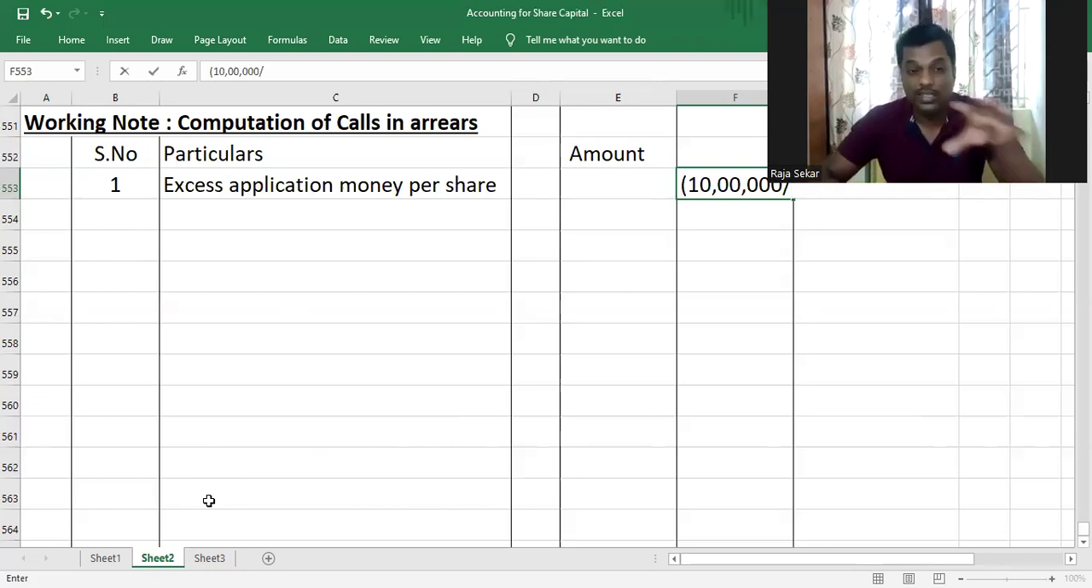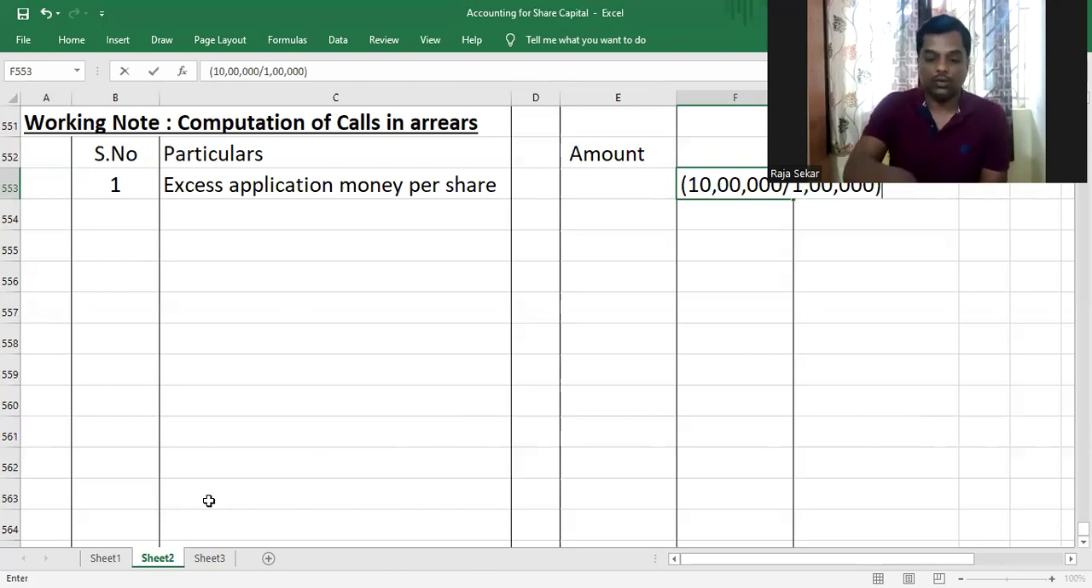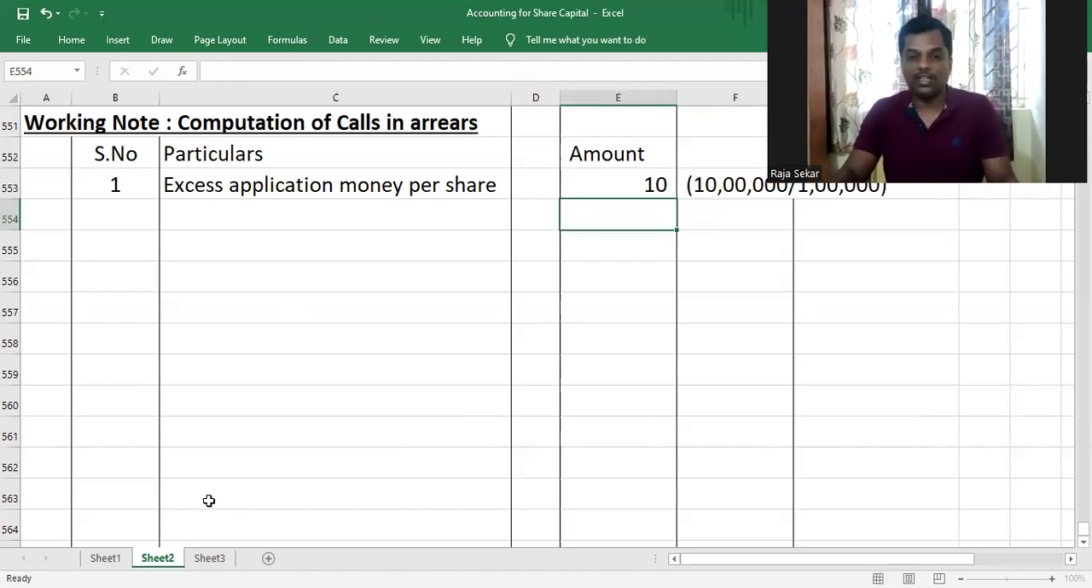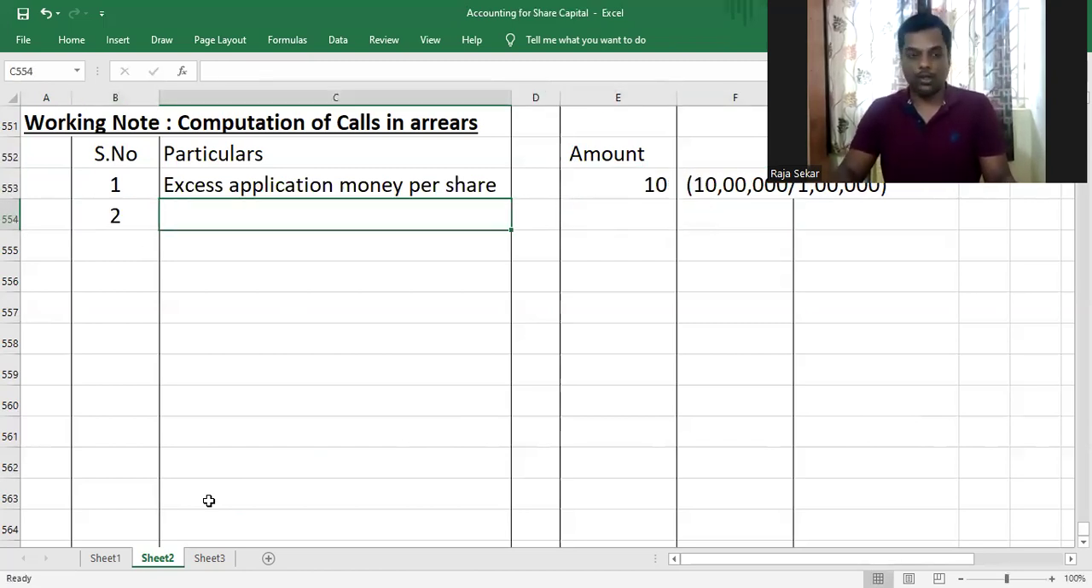So the excess application money per share would be the total excess application money divided by the total number of shares that it belongs to. In this case, it happens to be 1 lakh and therefore this is 10. Understood or not, my dear children? Then we write the allotment money due.